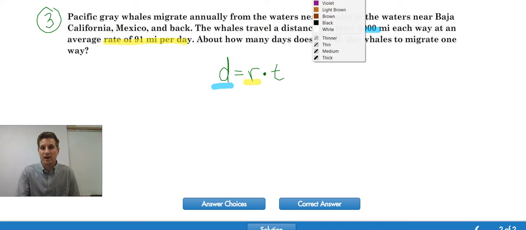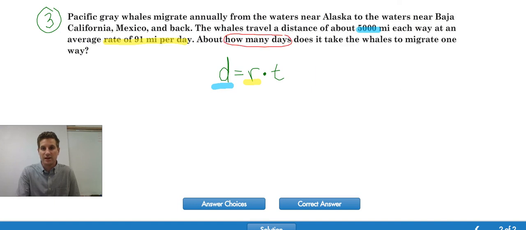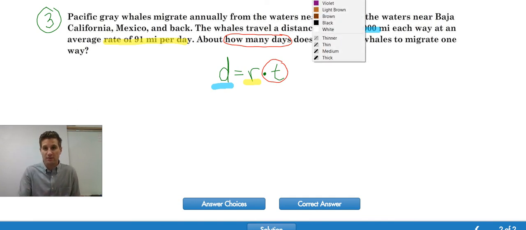What am I trying to find? I am trying to find how many days. How many days? So how many days would be time? Okay? So there's two ways I can do this. I can plug this in and then solve for time. Or I can take the literal equation here and I can solve for t and then plug stuff in. I'm going to do that first, actually. I'm going to go ahead and I'm going to solve for t.